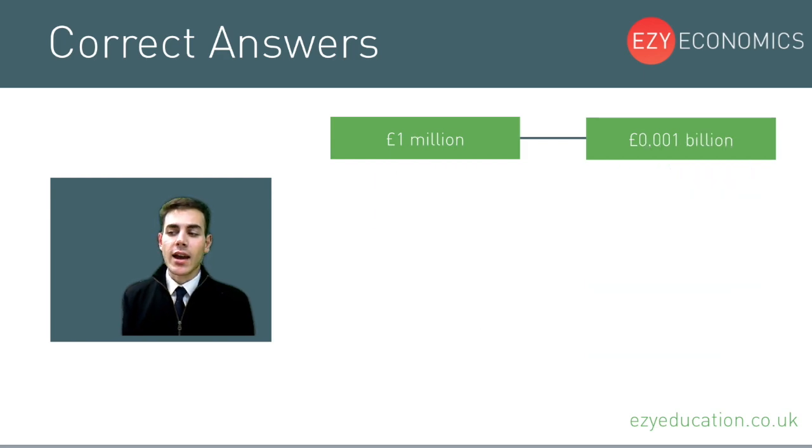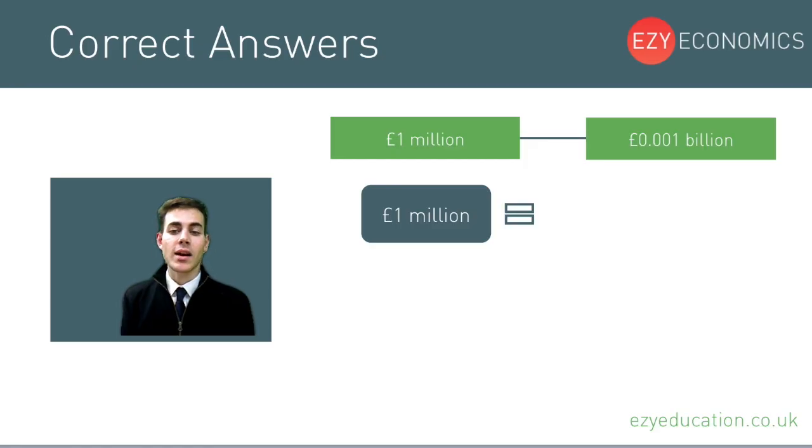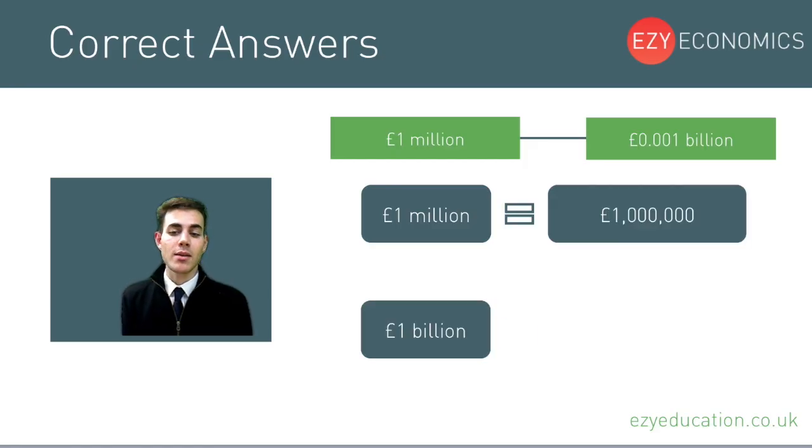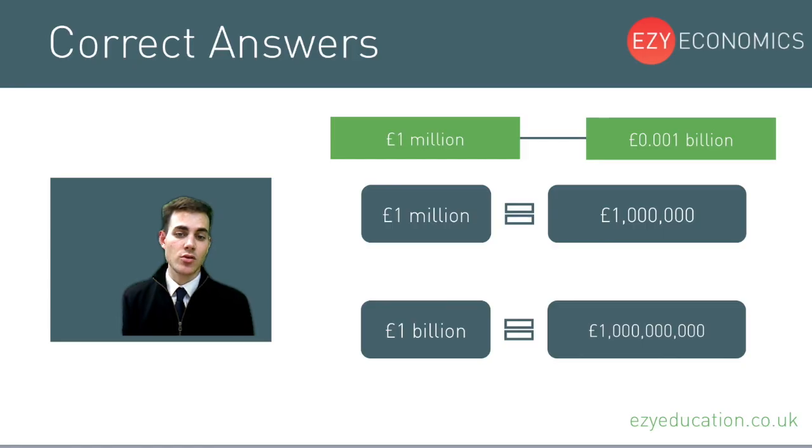And finally, we have £1 million is equal to 0.001 billion pounds. Well, why is this the case? Well, we know that £1 million is a figure with 6 zeros, £1 billion is a figure with 9 zeros. 3 zeros difference between the two.